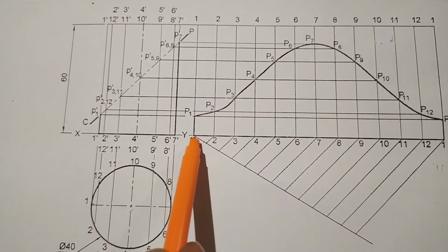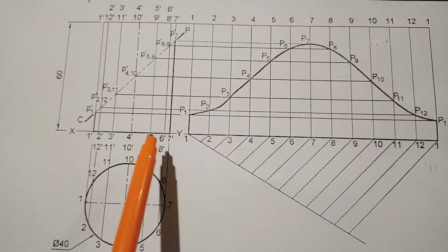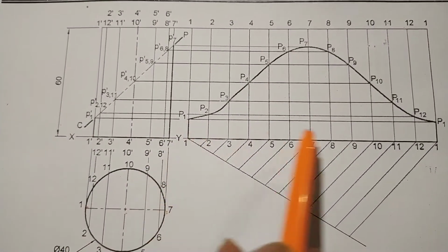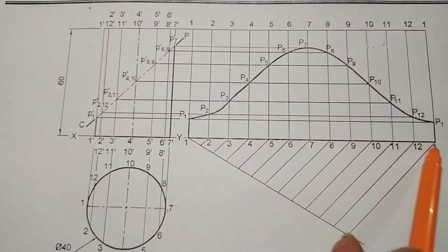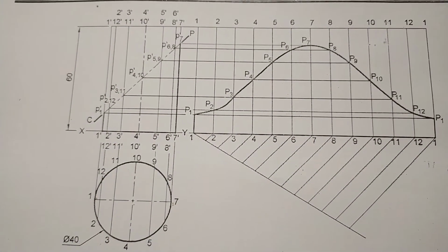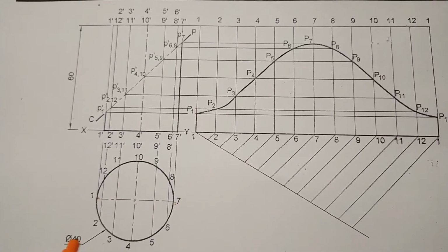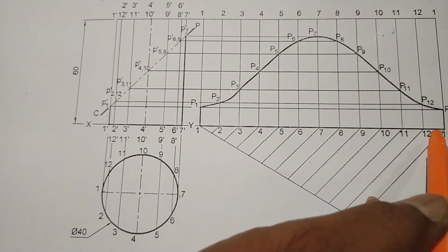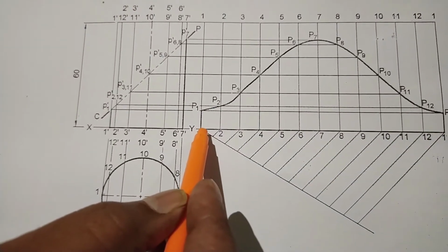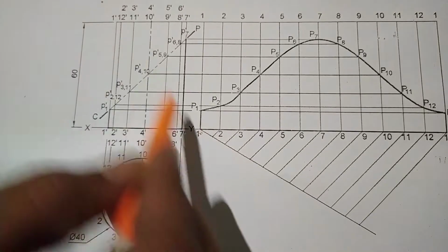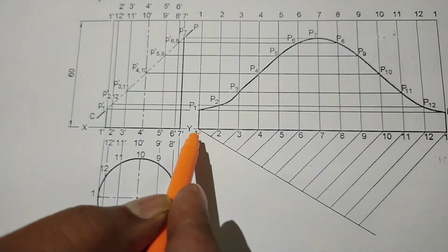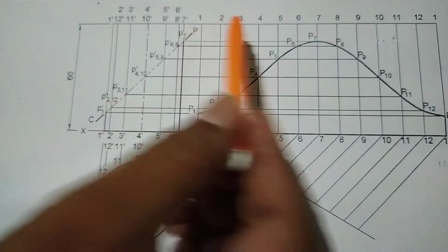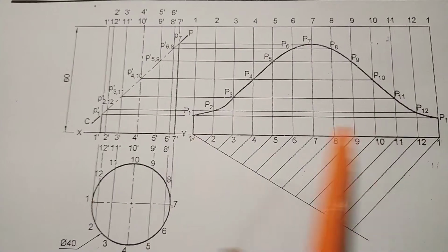Now what is the blank required to form this cylinder? Its length is the perimeter of the top view, that is the length from 1 to 1. We have to take pi d, pi meaning 3.14 into diameter d. This will be the length of the blank sheet. What is the height of the blank? That is the height of the front view. Draw first this rectangle from 1 to 1.